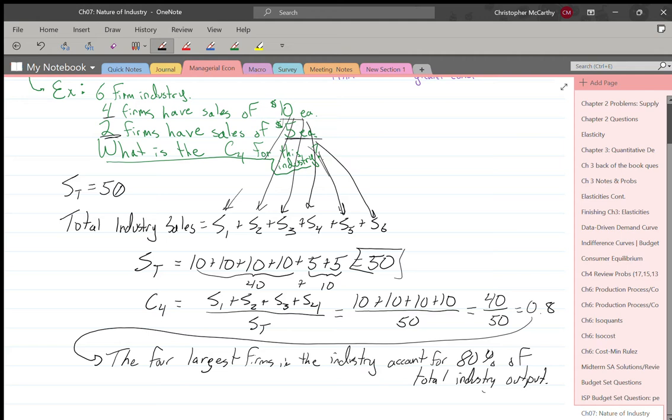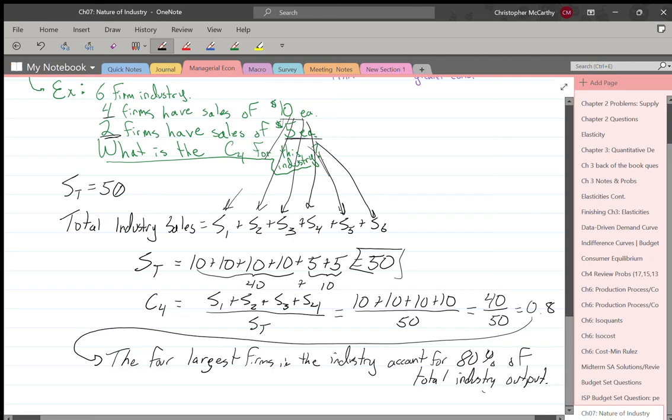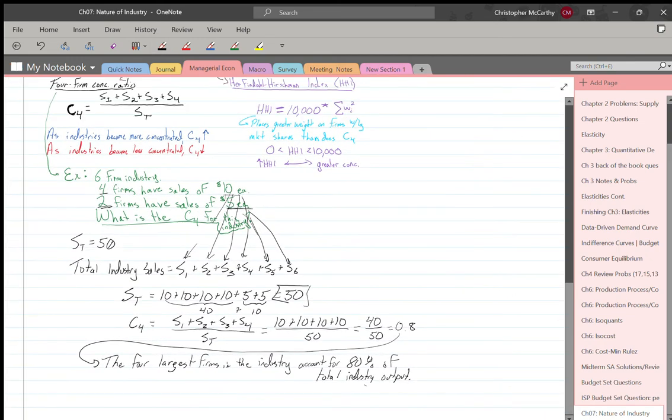Well, any questions on how to calculate that? We're just applying that formula that we got above there. Awesome, possum.